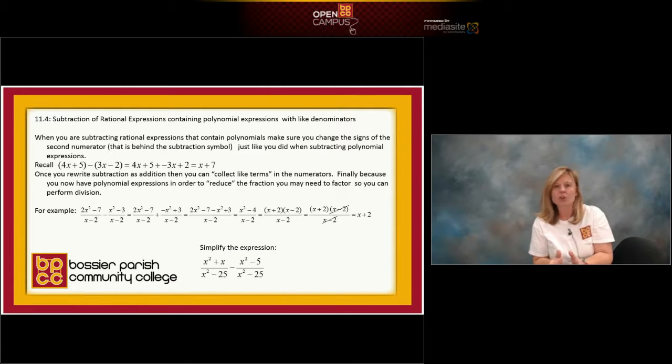The moral of the story is real simple. Subtraction gets changed to addition, and if that numerator has more than 1 term, make sure you change all the signs so that way you're going to get the correct result. You have to make the second fraction, that numerator, the additive inverse.